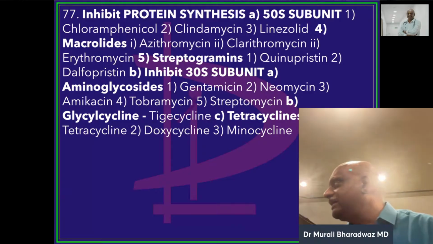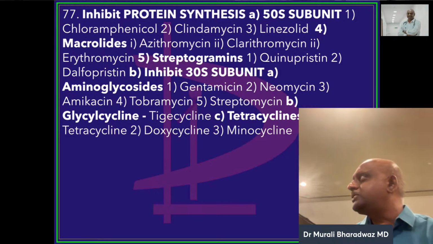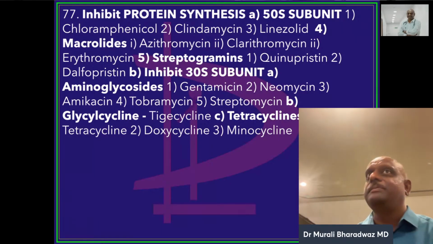Example is tigecycline. Tigecycline is often used in intensive care units where the patient has no response to meropenem, no response to piperacillin-tazobactam. Then tigecycline will be used. Colistin will be used in all those scenarios.